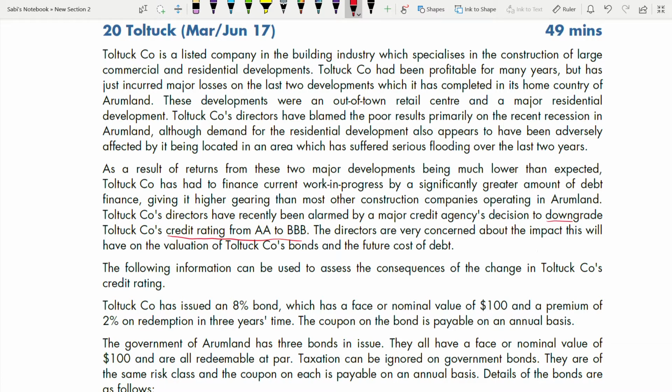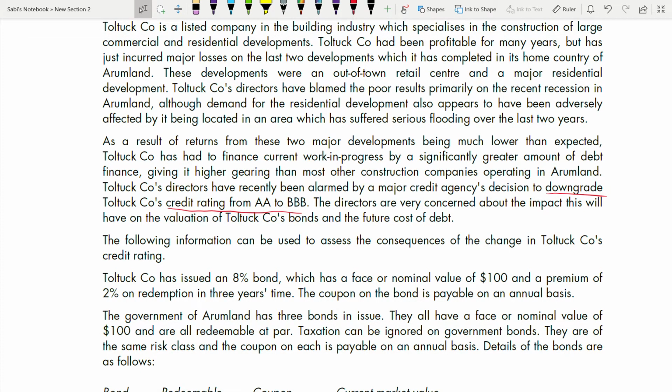Downgrade. We all know that a credit rating can go up, go down, or remain the same, but it will have an impact on the company. Now the directors are very concerned about the impact this will have on the valuation of Toltec's bond and the future cost of debt. Your bond valuation will change because of a credit rating change. Here it is going from AA to BBB, which is not a good sign. Then the value of the bond will reduce and the future cost of debt will increase.